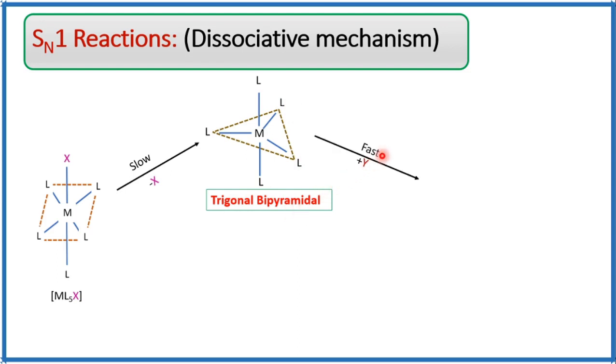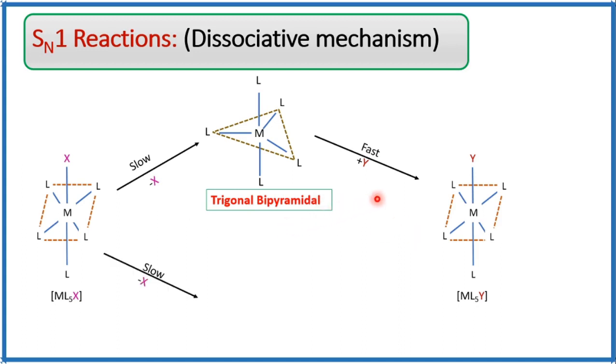And as we know, in the second step, another ligand, external ligand or entering ligand Y is going to react with this intermediate in a fast way to give the ML5Y complex. So here in place of this X, Y got replaced. Therefore, this reaction can be taken as a nucleophilic substitution reaction because the entering ligand is a nucleophile and the leaving ligand is a nucleophile, and this reaction is proceeding via a trigonal bipyramidal intermediate.